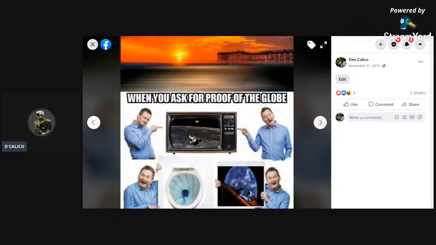When you ask for proof of the globe, this is what they got for you. You see that? They pointed at the old TV when they first came out with this evidence of the moon. Moon, come on now. And then they always say some dumb stuff like, "Man, toilet bowl water go around this way on this part of the world. You go to Australia, the water gonna flow the opposite way. Now explain that."